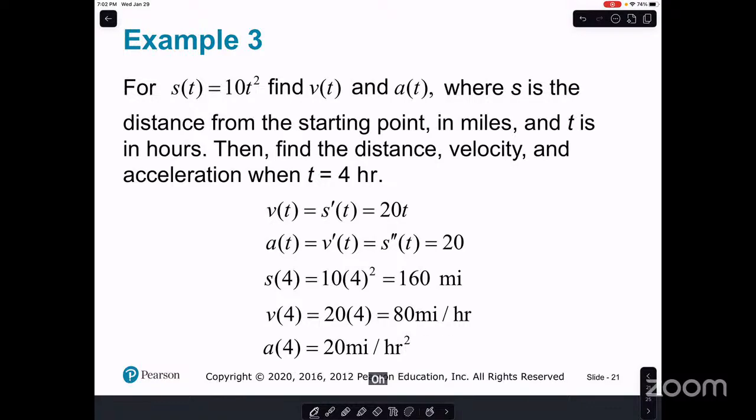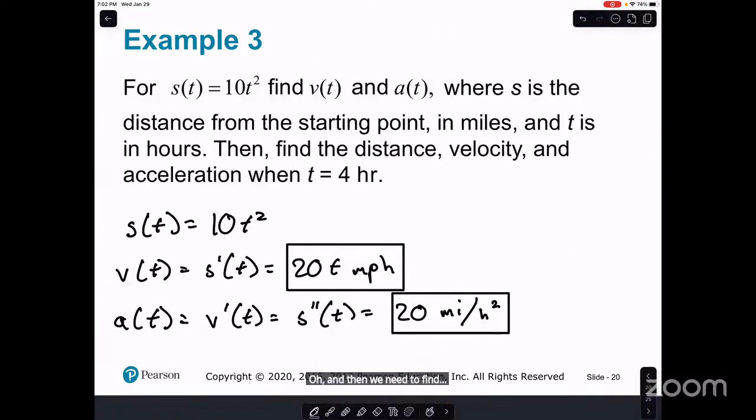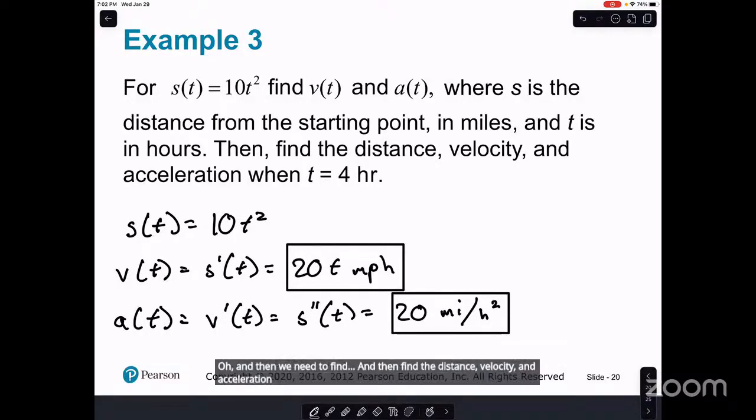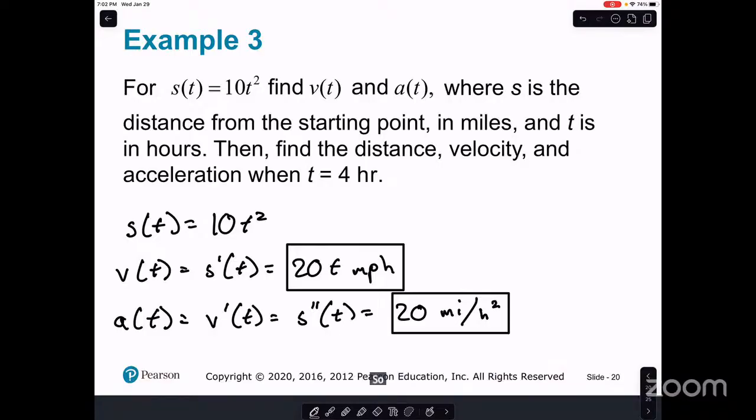Oh, and then we need to find the distance, velocity, and acceleration after 4 hours. Okay. So the distance after 4 hours, 160 miles.